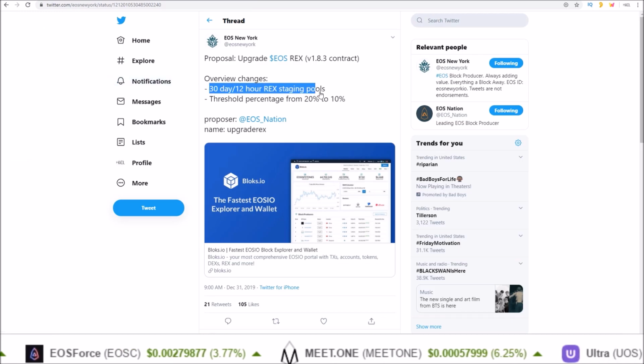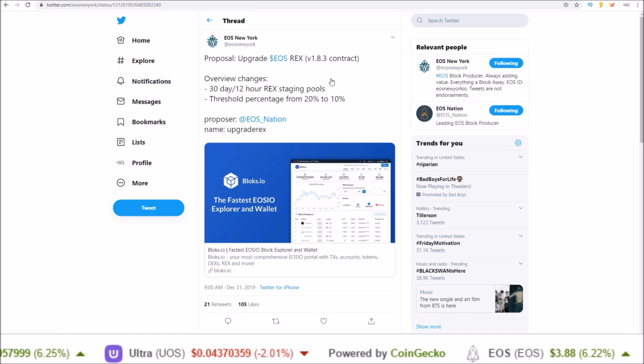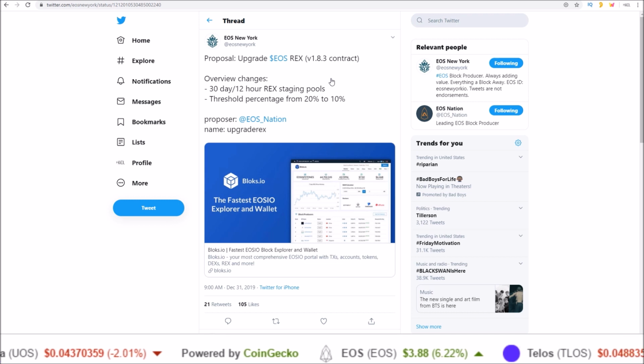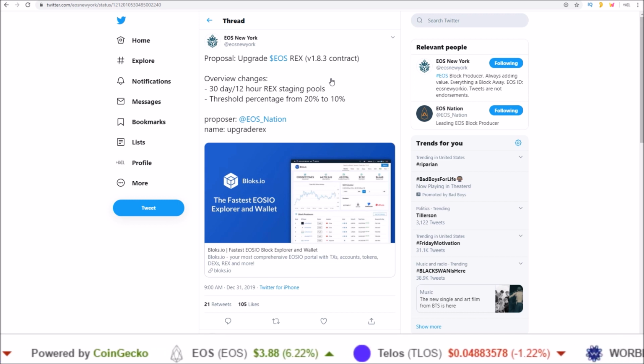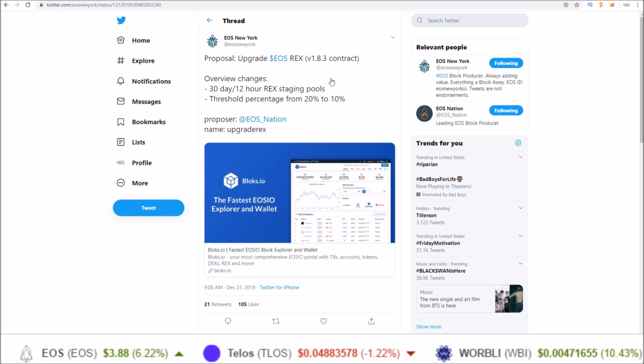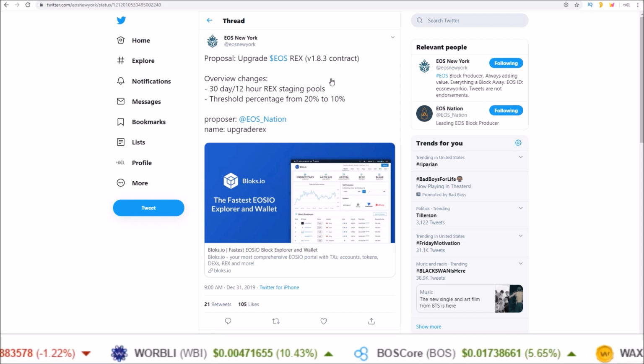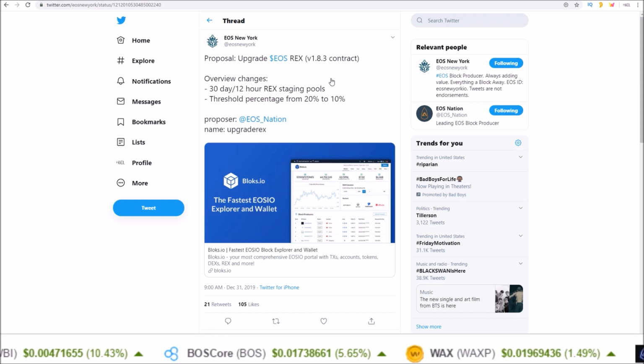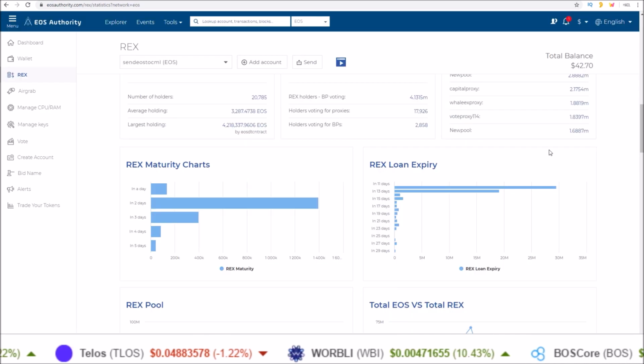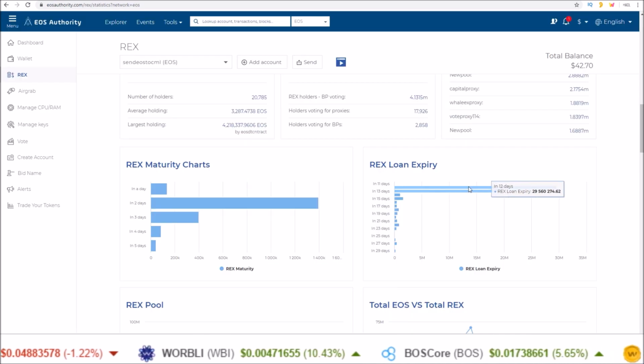So this makes a lot more sense. It gives people incentive to not withdraw from REX once a big loan occurs, but actually gives incentive for more people to pile into REX after a big loan occurs, because they can now get a piece of those EOS paid to REX. And we'll really see the advantage of this when these big REX loans expire.